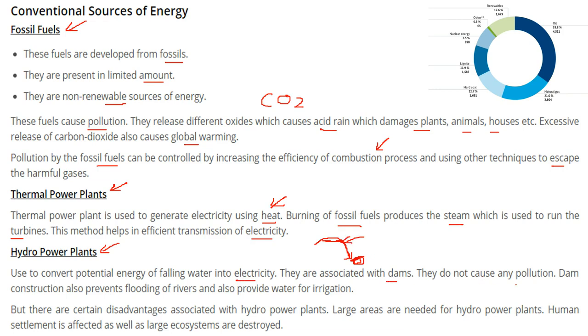They do not cause any pollution, so you are using the natural energy. Dam construction also prevents flooding of river, and they are a source of irrigation, providing water for irrigation. But all is not good. There are disadvantages also. For a hydropower plant, a large area is required. Human settlement is always affected, and the natural ecosystem there will be either changed or destroyed.